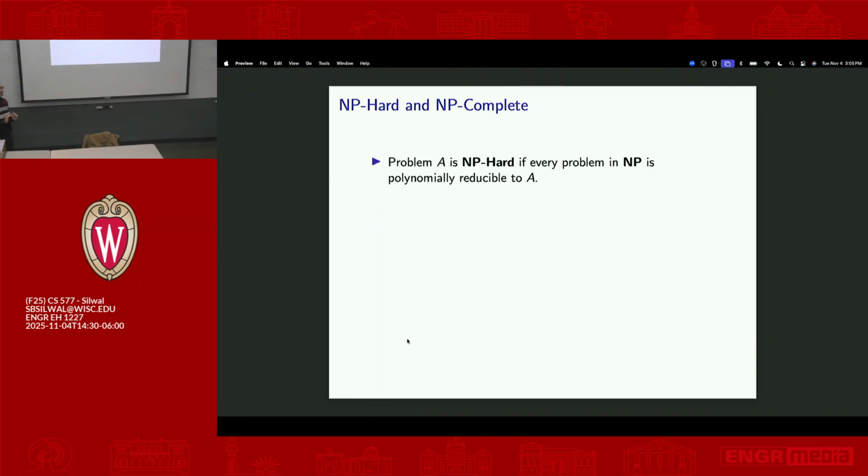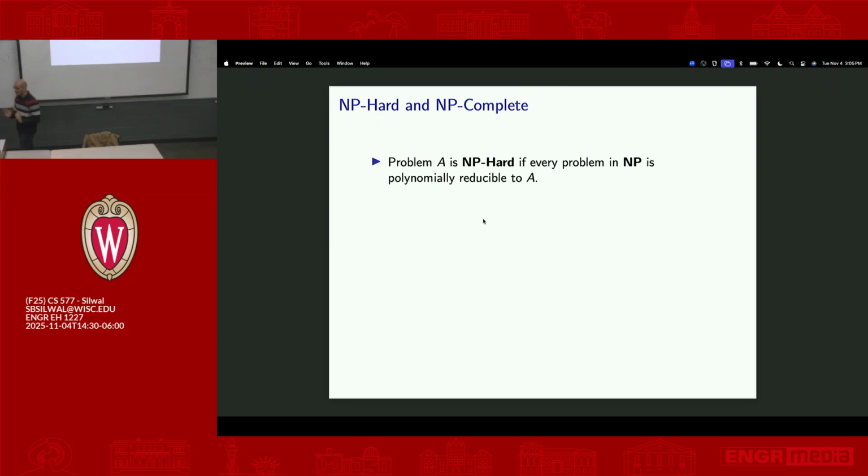Okay, so now I'm going to define two more classes of problems, and then we'll see something cool. I told you there's a set NP, which is the set of all problems that are easy to verify. There's another set, which is called NP hard. And intuitively, these are the hardest problems in NP.